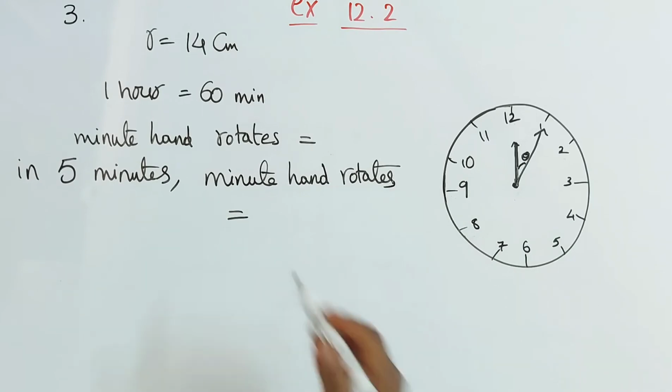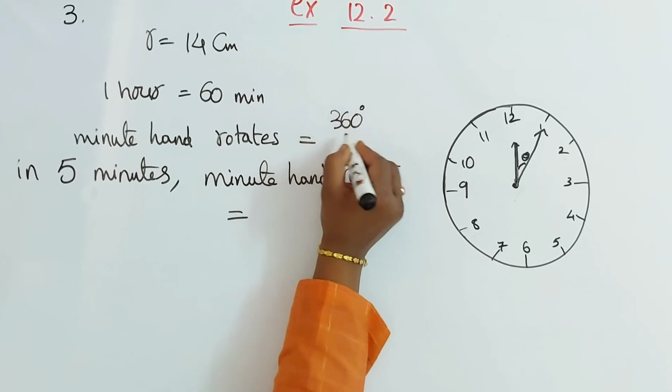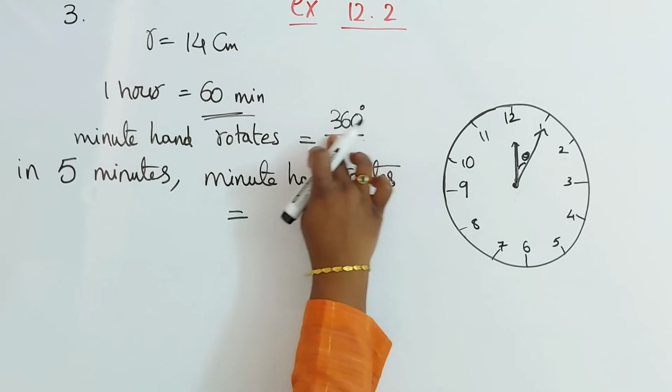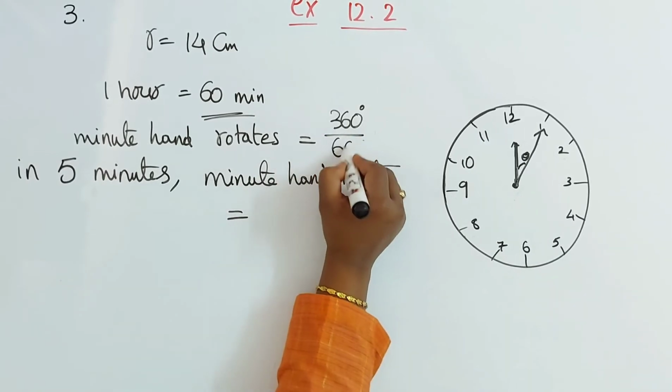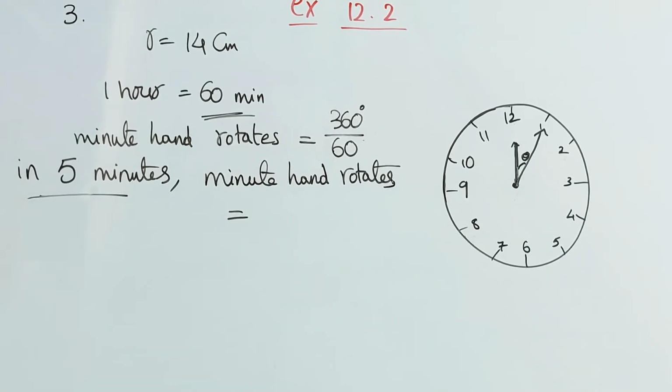So therefore the minute hand rotates 360 degrees in 1 hour. 1 hour means 60 minutes. Correct, children? So in 1 hour place I am writing 60 minutes. Right, children? So in 5 minutes, how much is it rotating? In which angle is it rotating?